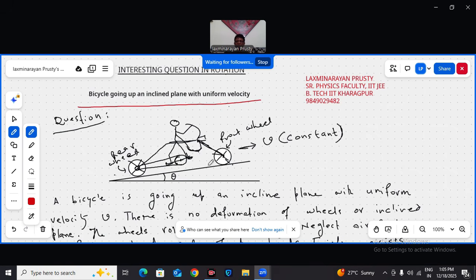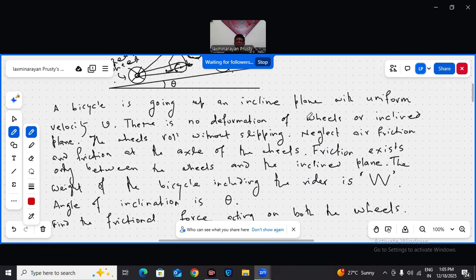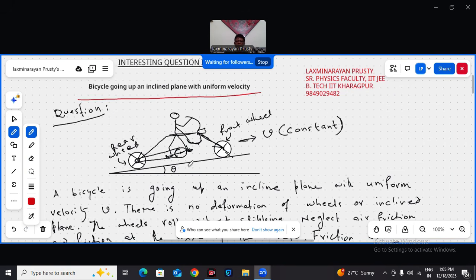And there is no slipping between the wheel and the inclined plane. Exactly, that's the detail I have written in the question. You can see the bicycle is going up on the inclined plane with a uniform velocity v. There is no deformation of the wheels and the inclined plane. So there is no deformation of the wheel. They maintain their circular shapes, cross sections, and there is no deformation in the inclined plane as well.